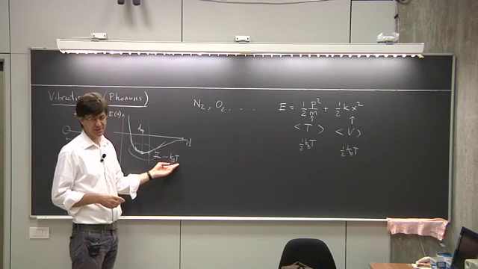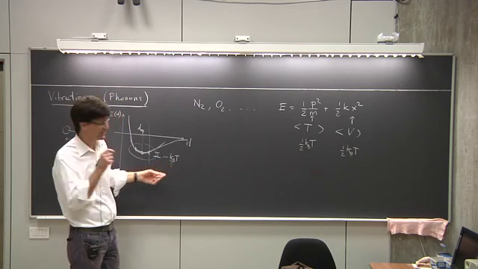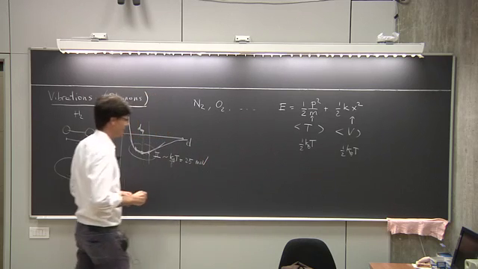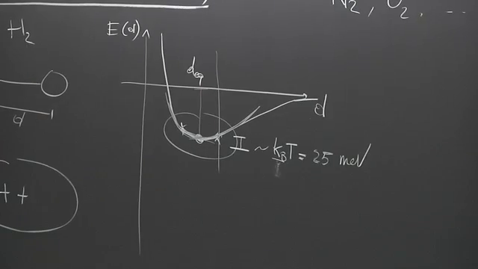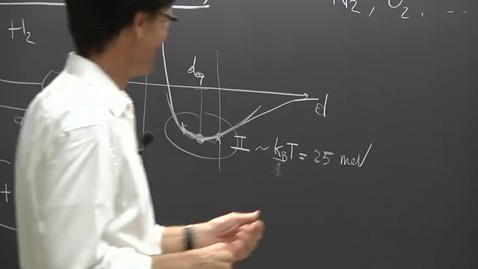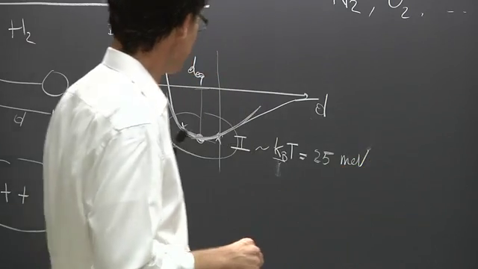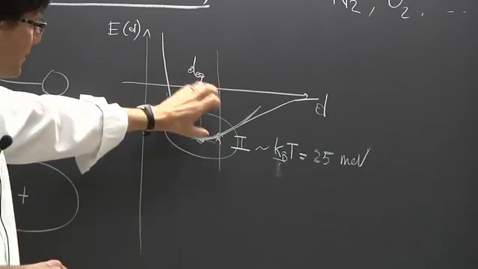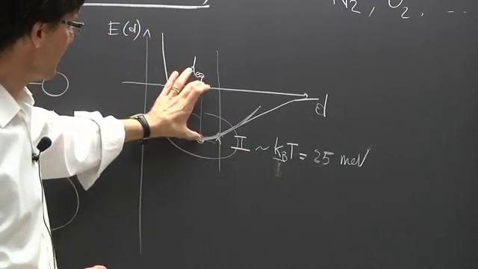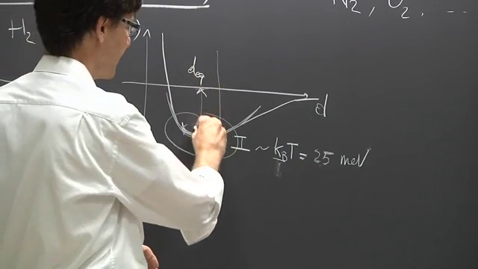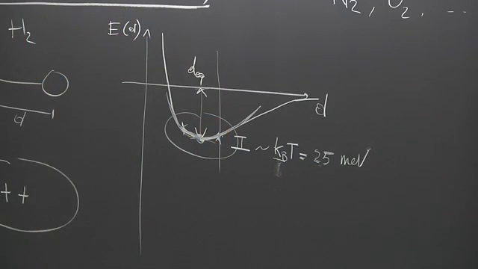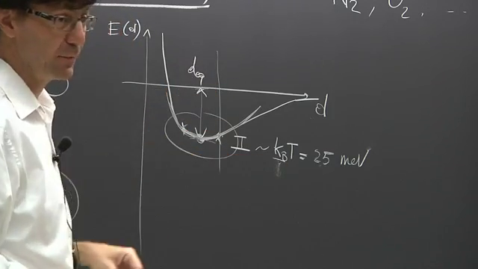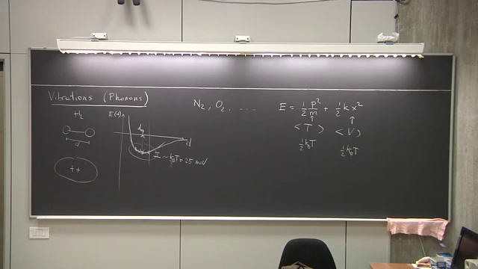At room temperature, kBT is 25 millielectron volts. If there is one thing that I want you to learn during this course, it is this one. So the question clearly is, we are close to the minimum here if 25 millielectron volts is much smaller than the depth of this curve. If the depth of this curve is much larger than this, then clearly here we are close to the minimum, and we can approximate it to a harmonic motion.